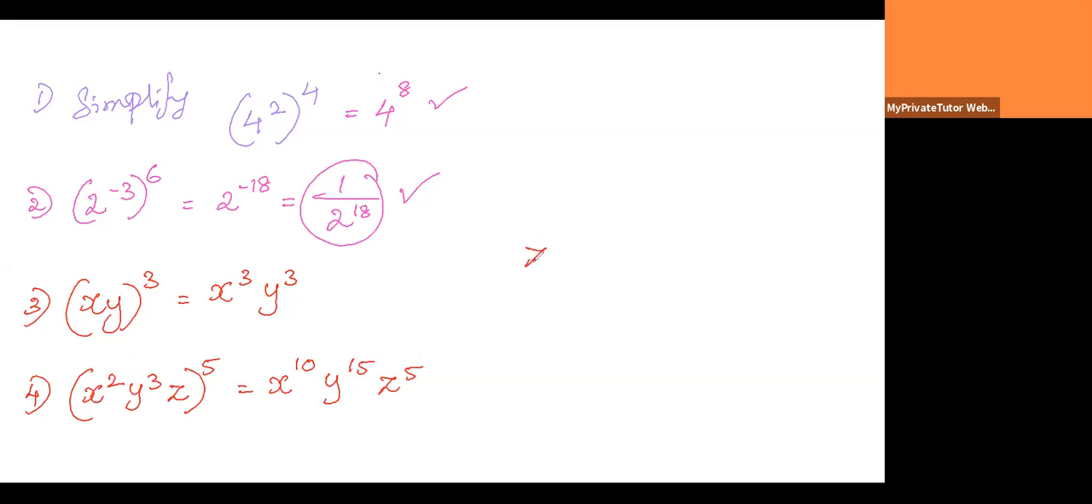Because what do you mean by z? Z is nothing but z power 1, right? That's what we learned. Anything power 1 is the same. So that's why we are not going to write 1 as an exponent, right? Because it's there as a 1 even if you are not writing the exponent. So that's why z power 1 times 5 is z power 5. So that's the final answer. That's it. So I hope everyone is able to follow me.